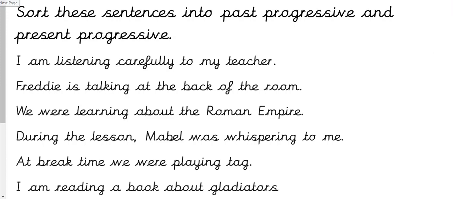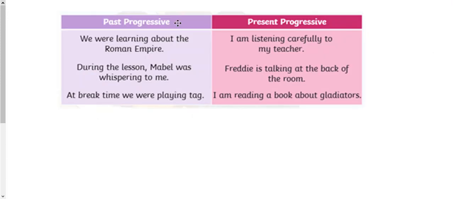Okay, let's see what the answers are then. So the past progressive sentences were, we were learning about the Roman Empire. During the lesson, Mabel was whispering to me. At break time, we were playing tag. And your present progressive sentences are, I am listening carefully to my teacher. Freddie is talking at the back of the room. And I am reading a book about gladiators.